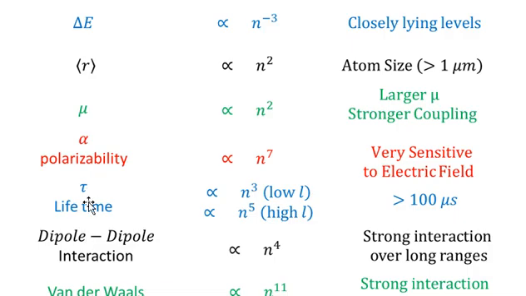And the lifetime tau, this is actually the radiative lifetime where the photon is emitted. The radiative lifetime of such states is proportional to n to the power 3 when the orbital quantum number is small. But when the orbital quantum number is also very high, then the lifetime goes as n to the power 5. And usually we work in the range of 100 microseconds. When the lifetime is in this range, then of course the different properties of the Rydberg atoms can be studied and analyzed.